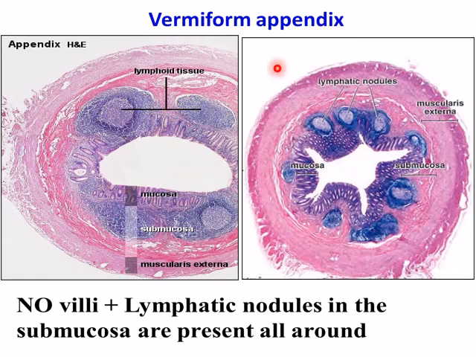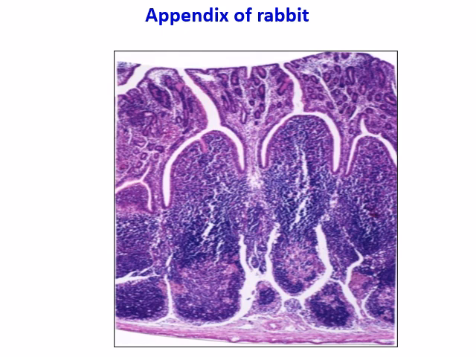This is the appendix. Only crypts. A round structure with a lumen, only crypts, and the lymphatic follicles all through. This could be differentiated from the ileum. Yes, the ileum contains villi and crypts and the lymphatic follicles at one side. Here I have crypts only and the lymphatic follicles all over. This is the appendix of a rabbit. Lymphatic follicles all over, and the crypts here appear as Y-shaped crypts.